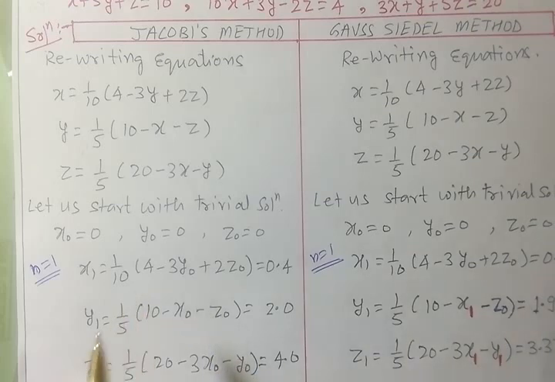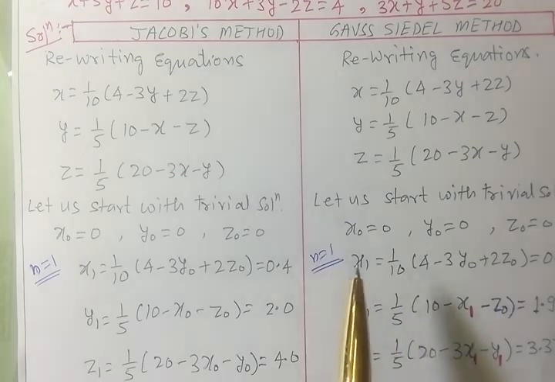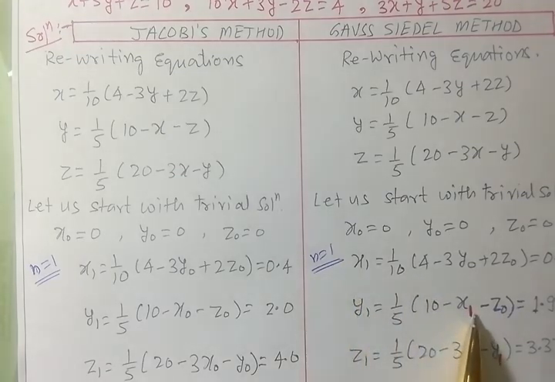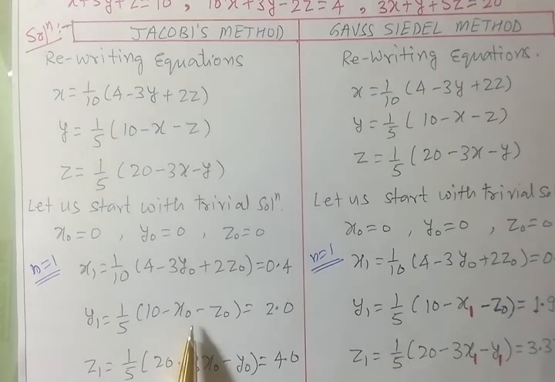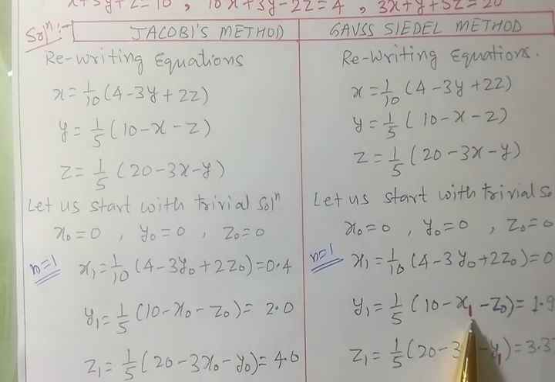Now when y1 starts, here we are taking old value. See, x0, but there x1 is available. It is calculated as 0.4. So x0 will not come into the picture. So we are using x1. That is the difference. Notice. In Jacobi's, this is x0 only, old value. But here in Gauss Seidel, this is latest value. Understood?